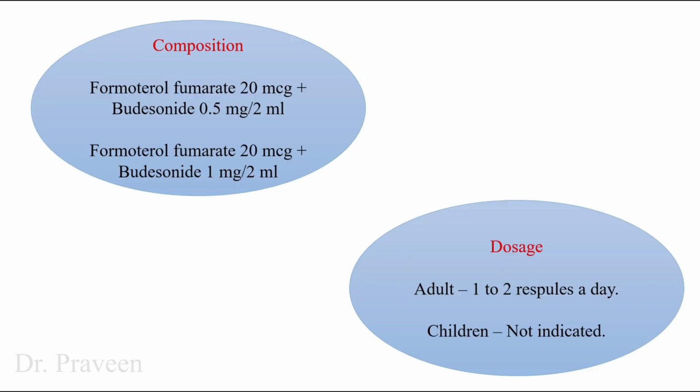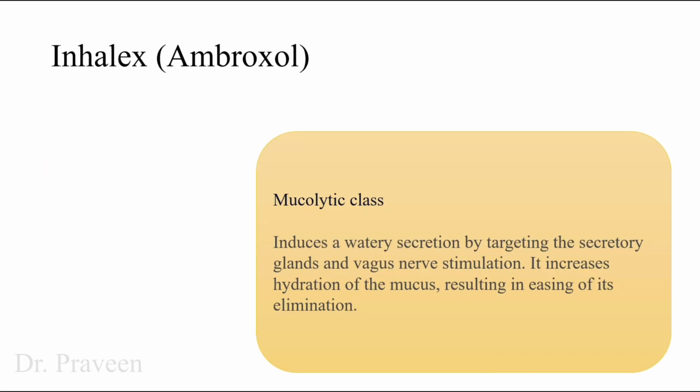Formoterol fumarate 20 mcg, Budecort, that is budesonide 0.5 mg for 2 ml. So formoterol remains the same in both, while the concentration of the budesonide varies, that is 0.5 mg, and our next preparation 1 mg. 1 to 2 respules a day. Children's is not indicated.